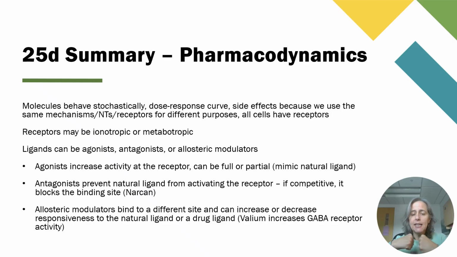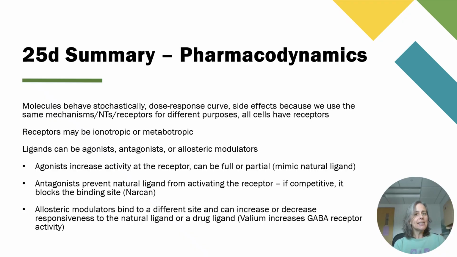Antagonists are going to fight and prevent the natural ligand or a drug agonist from being able to do its thing and activate the receptor. If it's a competitive antagonist, that means that it binds to that orthosteric site, that site that the agonist would normally want to bind to, and then it's like, ha ha ha, you can't bind here, and therefore prevents it from being able to activate the receptor. So Narcan was our example for that.